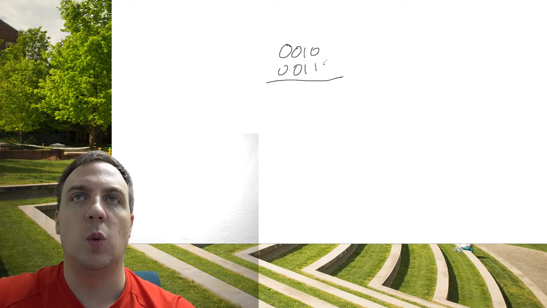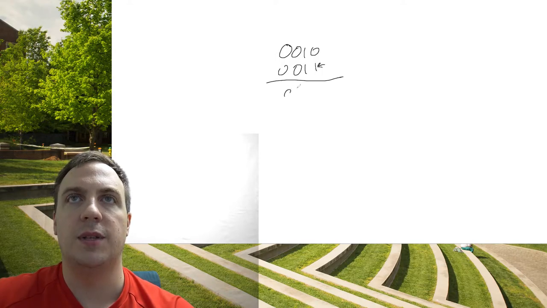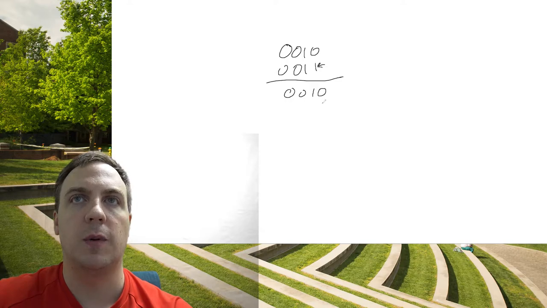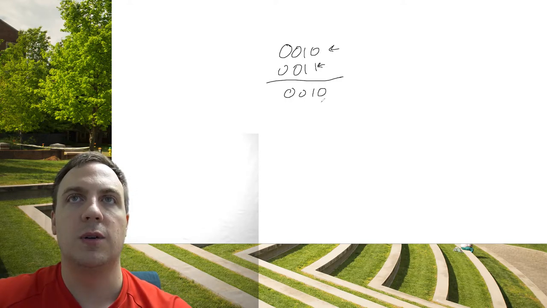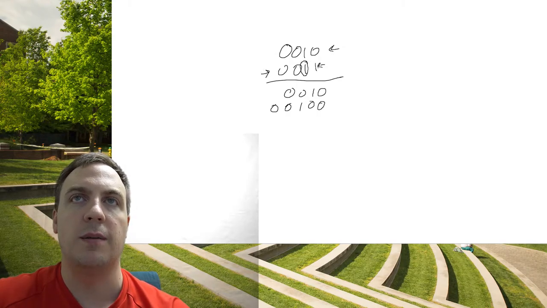Well, every time we see a 1 here, what we do is we copy this down. So we copy 0010. Well, what's going to happen whenever we move to the twos place? We're going to shift this left by one place, which is going to get 00100. Okay? And then what happens to this number in the bottom? Well, we only care about this bit right here. So we shift it right by one place.